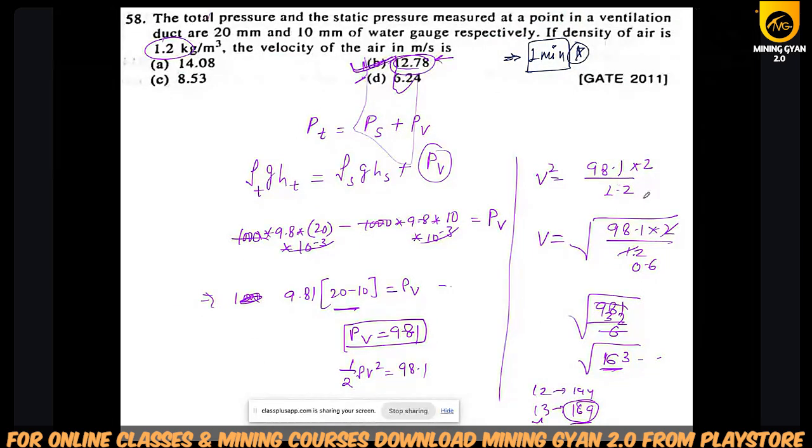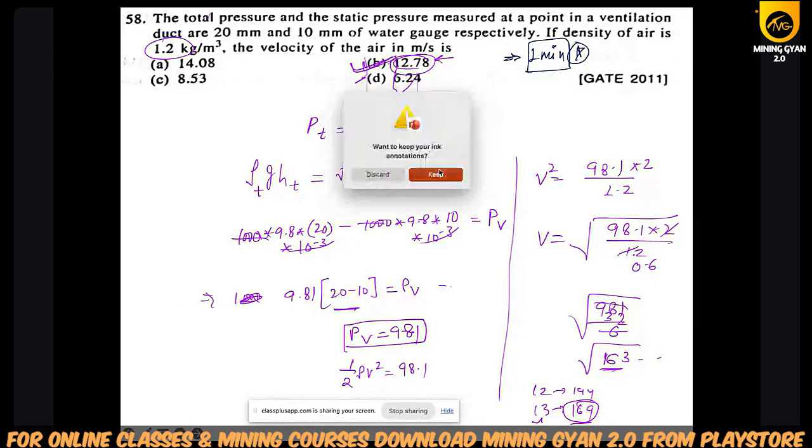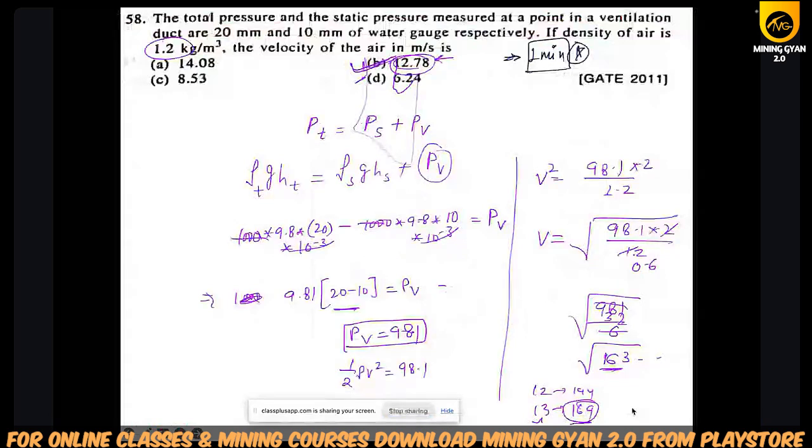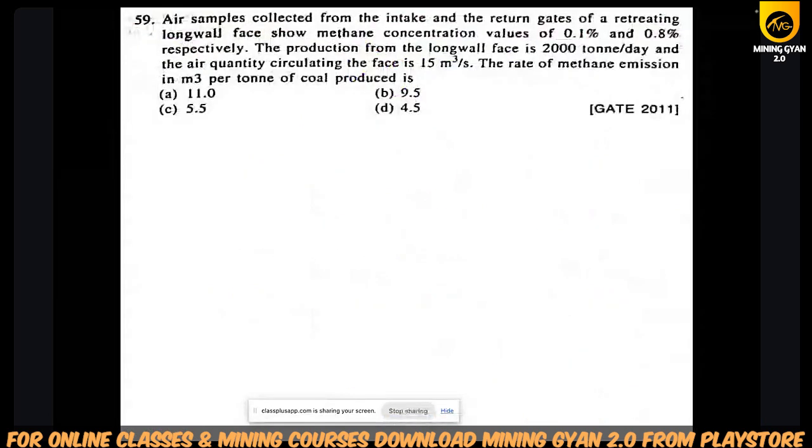So if you have any problem, comment in the chat box. If you are facing any problem, you can comment in the chat box, or if you do not have any issue, you can solve question number 59. You have 40 seconds.